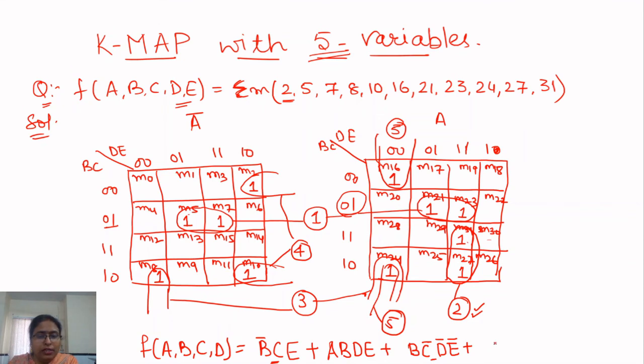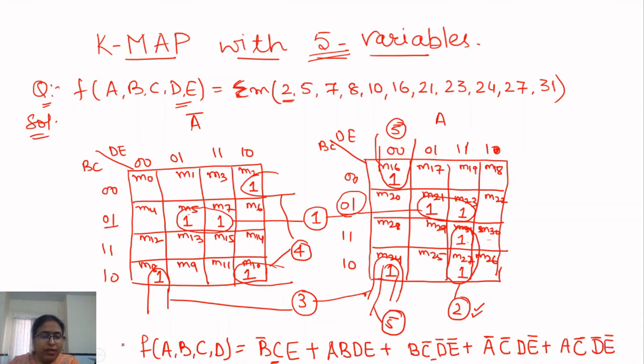So in M3, A bar is common, right? And B is varying from 0 to 1. C bar is common, and D is there, and E bar is there in both the cases. That's the fourth. In the fifth it is between M16 and M24. A is there, right? B is varying from 0 to 1. C bar is there because it is 0 in both M16 and M24. And it is D bar and E bar.